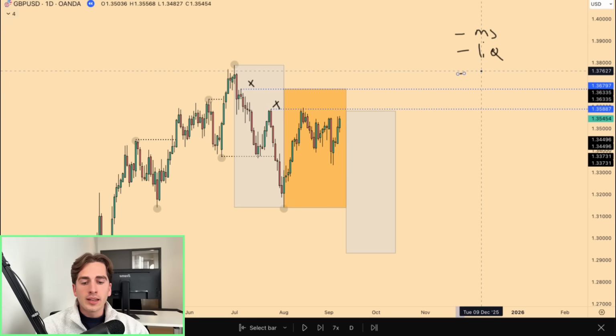Then we look at supply and demand. So when we look at supply and demand, we look at, for example, a buy before the sell.